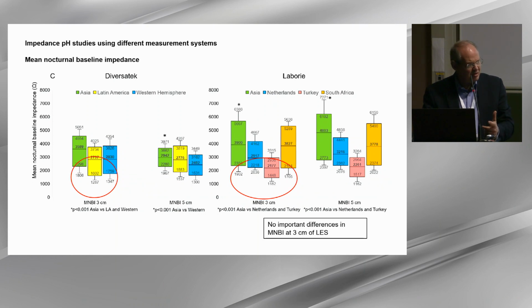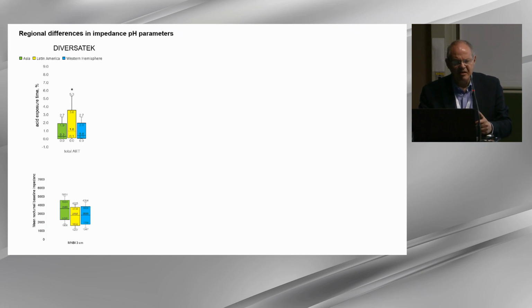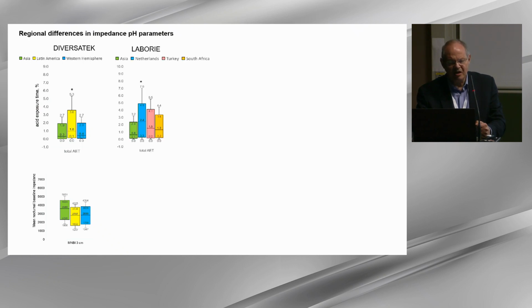Another thing that I wanted to comment on is something that Sarah Board mentioned yesterday, on the first day. The same way that we found differences in the MNBI measured with impedance pHmetry, it's very possible that the mucosal integrity measured with other techniques also has regional differences. So I wouldn't be surprised if, using mucosal integrity with the balloon or with the new cup system, there are regional differences. So, as I said, there are differences in the places where the patients were studied with the same technique, and also in the Diversatek or in the laboratory.